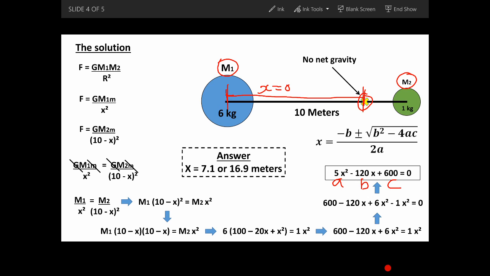Well, obviously our answer will be x equals 7.1, as we only have a distance of 10 meters, so 16.9 meters is technically another place where there is no net gravity, but we only want the distance between the 10 meters. So now we have x, this distance here, equals 7.1 meters. So if we place this particle here 7.1 meters away from this mass here, we end up with our answer.